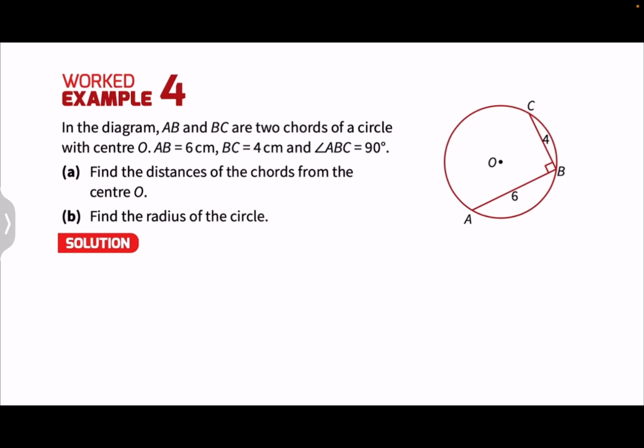Part A, find the distances of the chords from the center O. Part B, find the radius of the circle. So referring to the diagram, we have to find the distances of each of the chords from the center of the circle. And for part B, we have to find the radius of this circle.